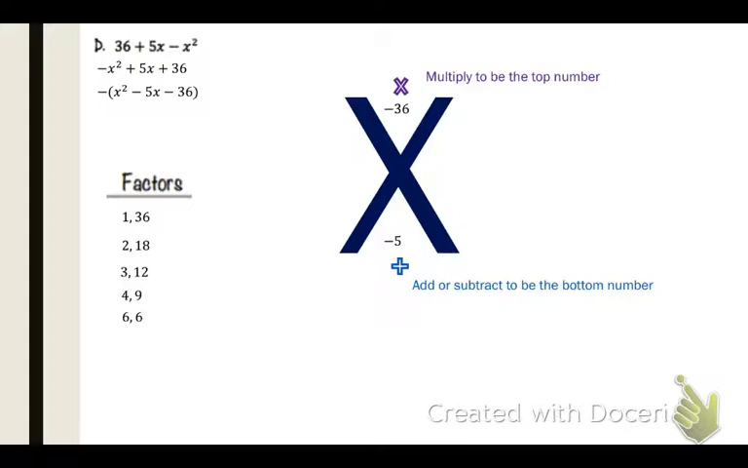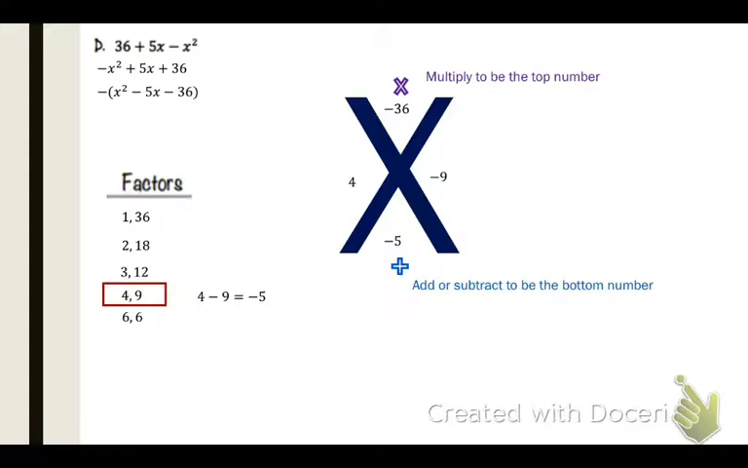But we need it to be a negative 5. So we're going to do 4 minus 9, and that will give us our negative 5. Then when we put those numbers in the side, we have 4 and we have negative 9. Okay? Because 4 times negative 9 is negative 36. 4 plus negative 9 is negative 5.